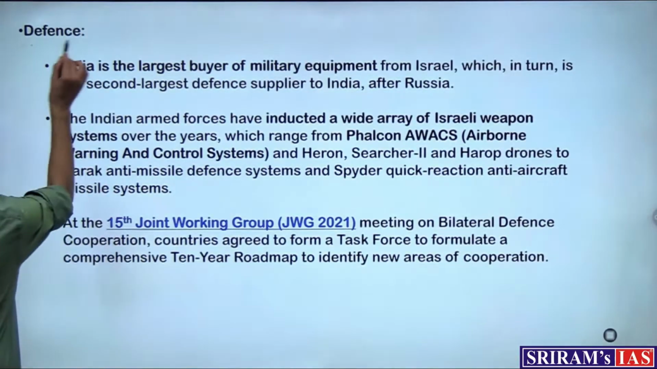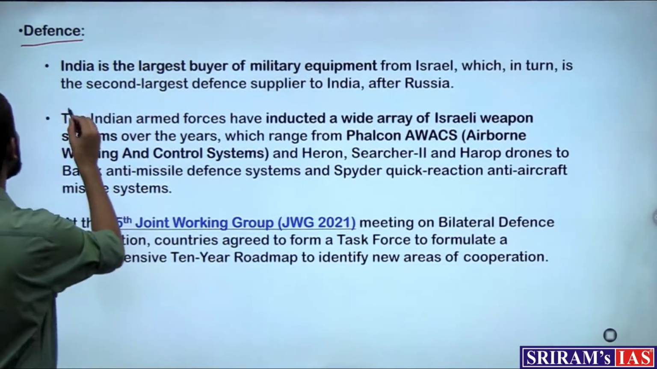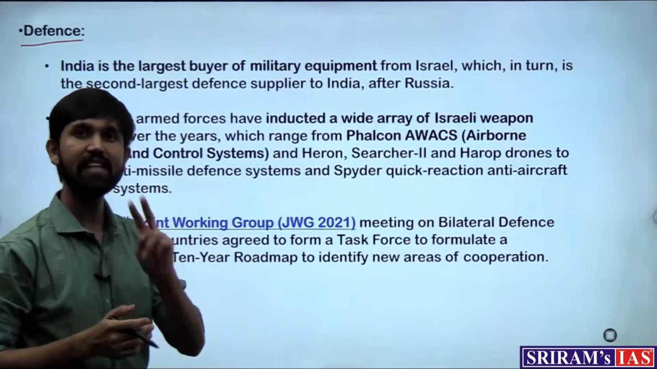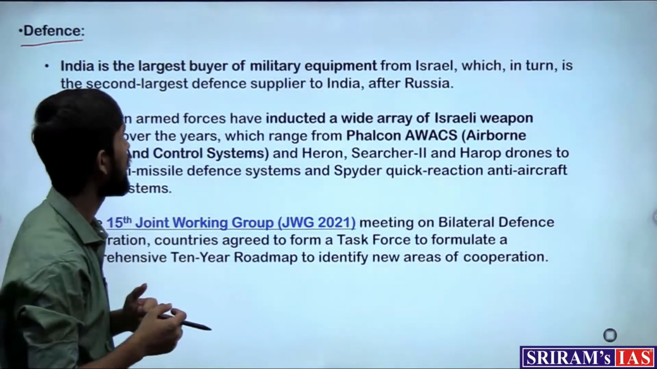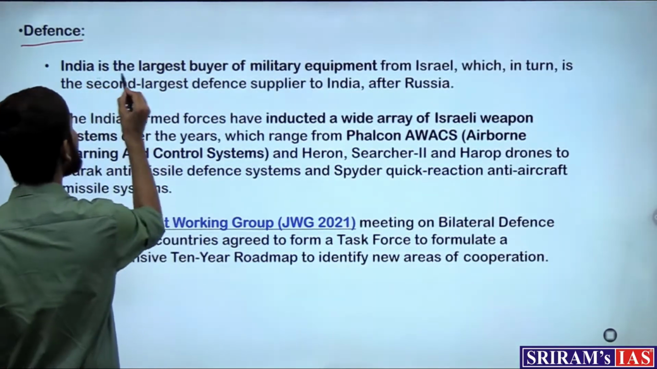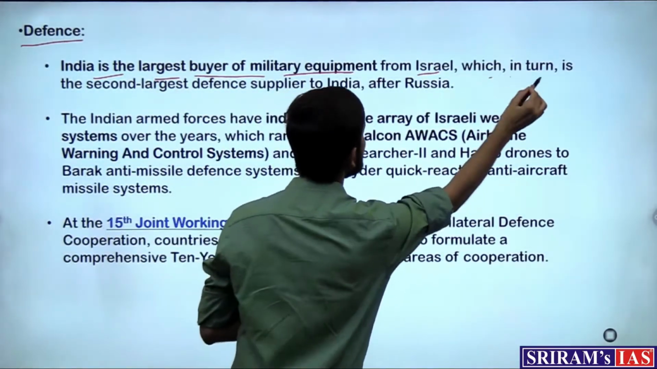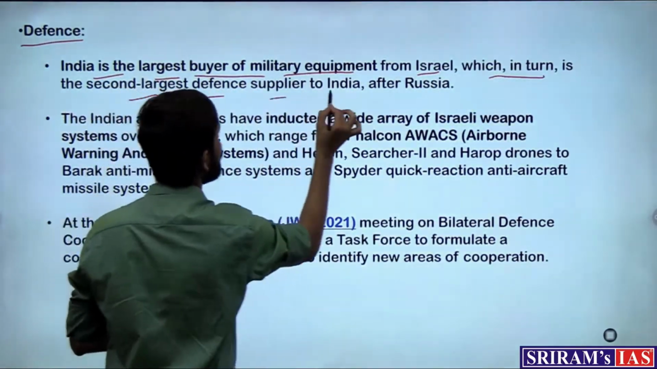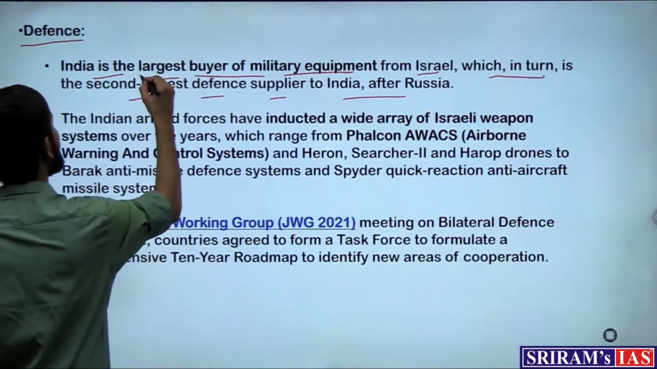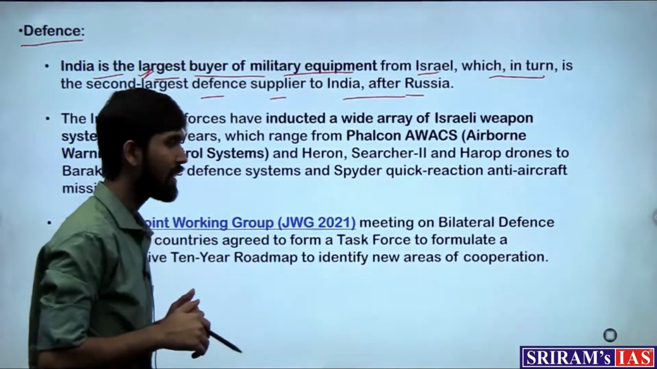The next important area which India and Israel collaborate on in terms of trade is defense, where after Russia, Israel becomes the second largest supplier of military equipment, right? And for Israel, India is the largest buyer of military equipment, while Israel is the second largest defense supplier to India after Russia. So for Israel, we are the largest buyer, and for us, after Russia, the largest supplier is Israel.